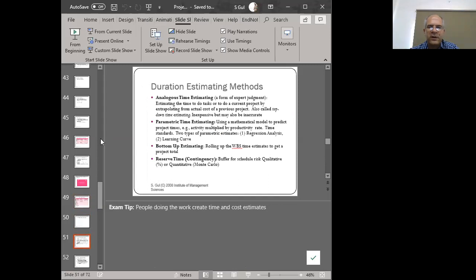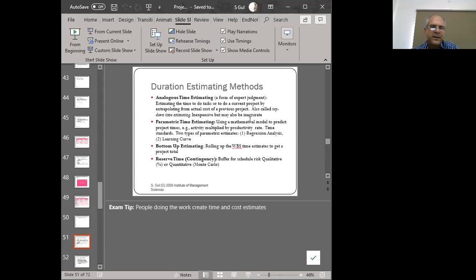It's a buffer for scheduling for the risk, right? For the unforeseeable, right? So that's your reserve time. So analogous estimation is a form of expert judgment. Estimate the time to do a task or a current project by extrapolating from the actual cost of a previous project. Parametric estimation is a mathematical modeling type of technique.